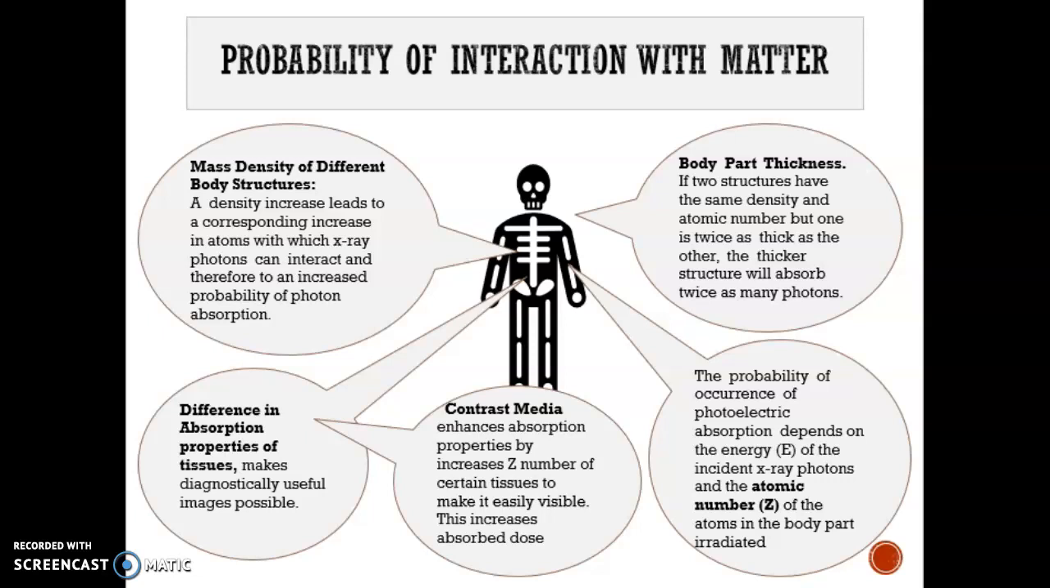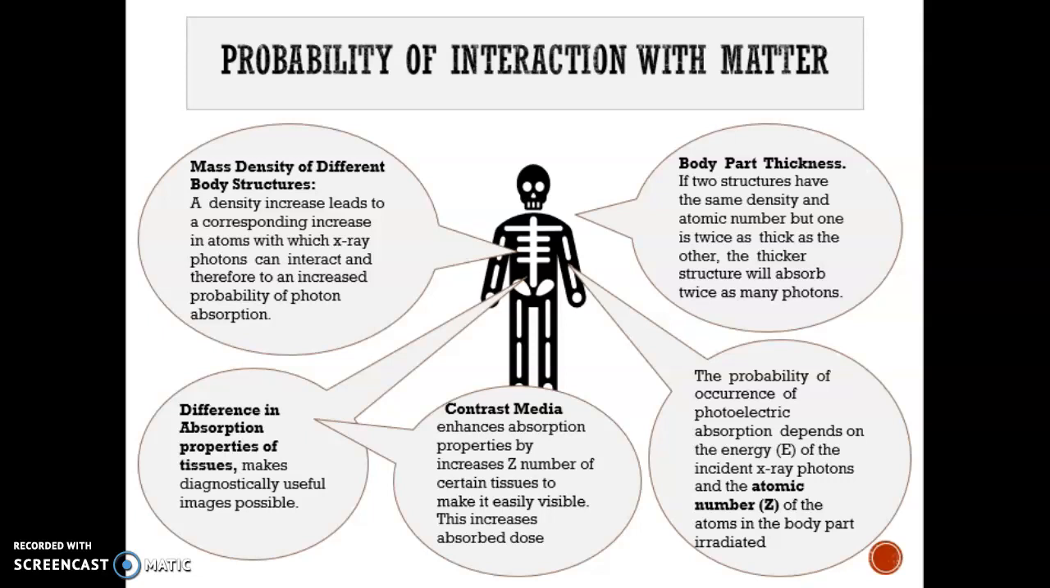So what is the probability of interaction with matter, with the body? Let's look at these various factors. Mass density, that's number one. Body density and atomic number are important in determining attenuation. For example, if radiography is performed on equal thicknesses of bone and soft tissue, the bone, which is approximately twice as dense as the soft tissue, will absorb about 9 times as many photons in the diagnostic energy range as will the soft tissue.